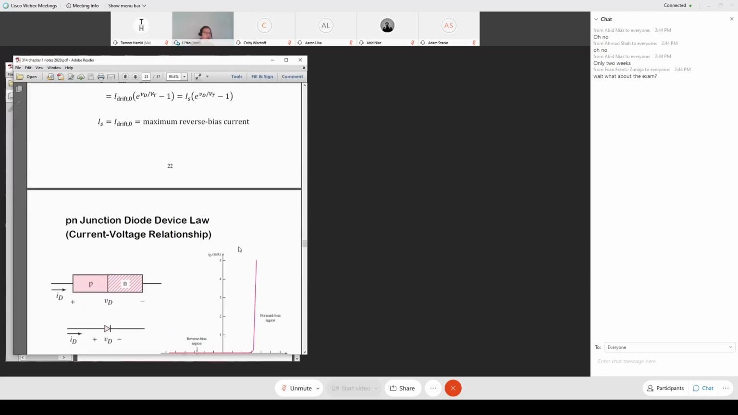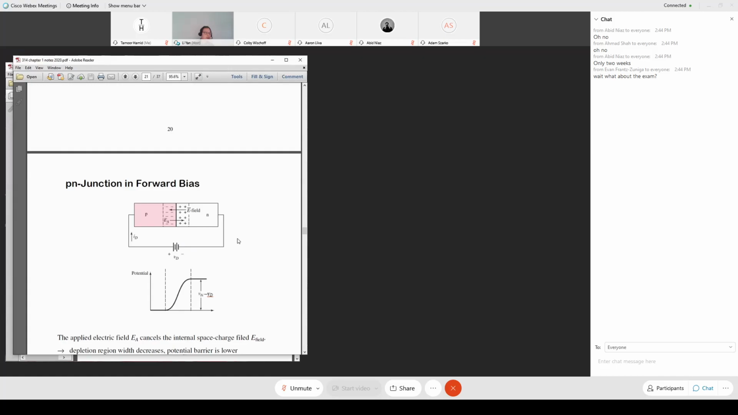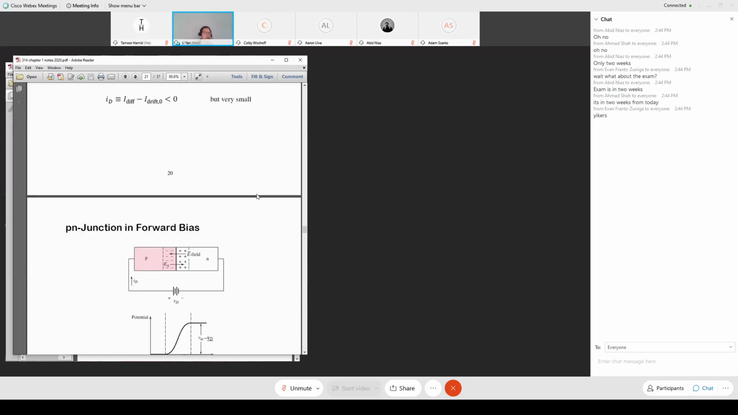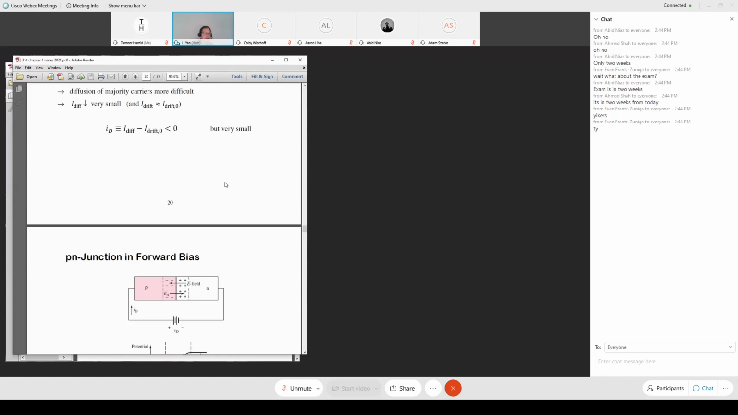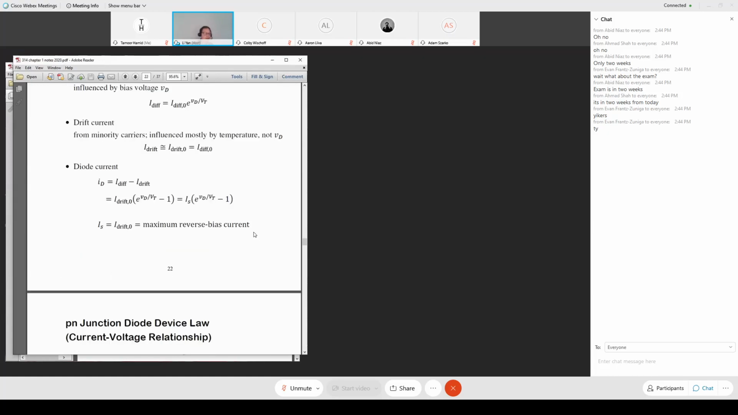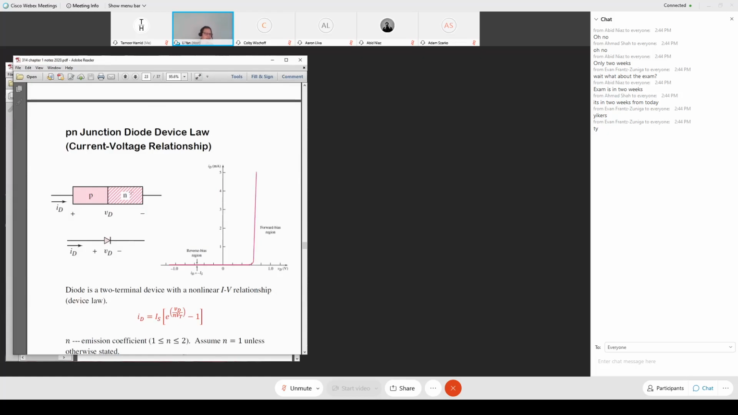So what's the forward bias condition? Forward bias, the positive voltage should be applied at the P side, the negative voltage applied to the N side. If it's reverse bias, it's the other way. And this is the PN junction. The PN junction has a circuit symbol. That's the circuit symbol. This is the P side, N side.